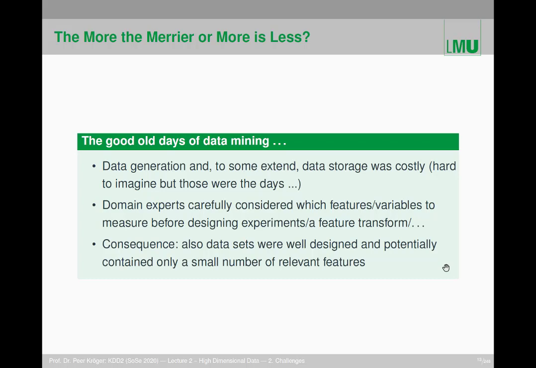And the consequence was that the data sets we got as data miners, as machine learners, as data scientists were very well designed and potentially contained only a small number of relevant features. Those were the good old days, because we typically didn't have the problems of high-dimensional feature spaces, or even if the feature spaces were high-dimensional, we were pretty sure that most of the features were really relevant for one specific semantic concept.